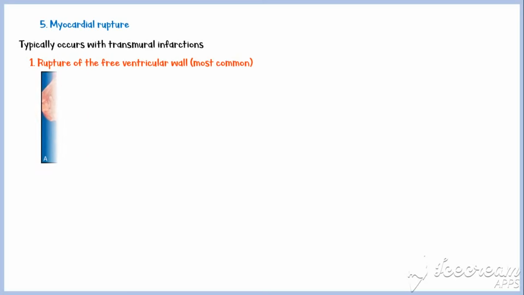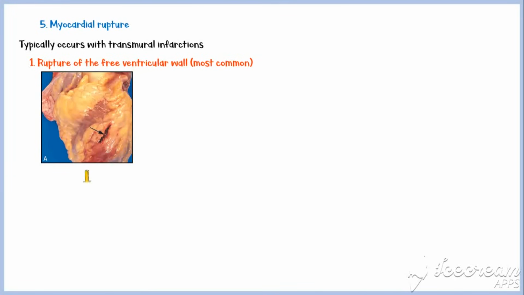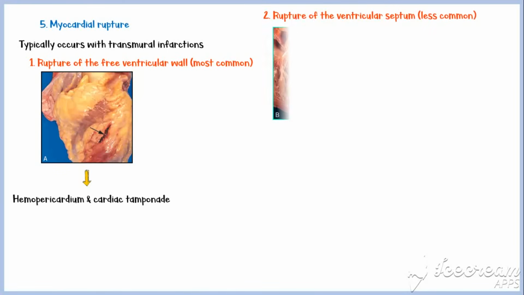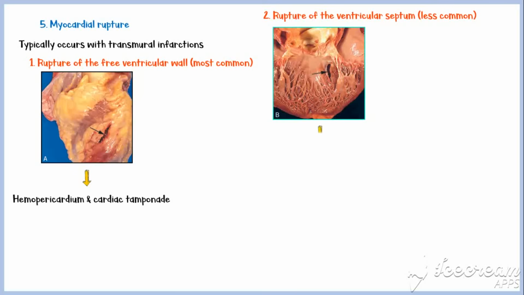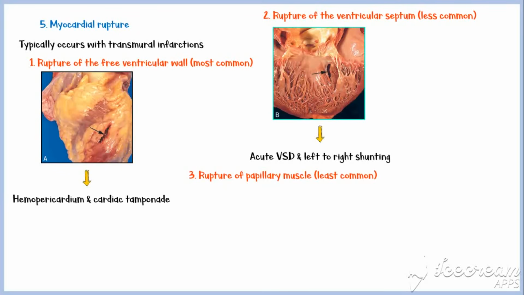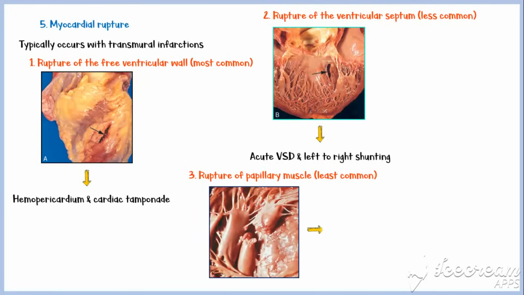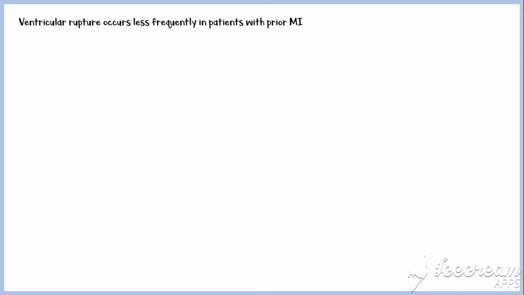Myocardial rupture is another complication. Typically occurs with transmural infarctions. Rupture of the free ventricular wall, which is the more common mechanism, gives rise to hemopericardium and cardiac tamponade. Rupture of the ventricular septum, which is less common, gives rise to acute VSD and left-to-right shunting. Rupture of the papillary muscle, the least common one, gives rise to acute onset of severe mitral regurgitation. Ventricular rupture occurs less frequently in patients with prior myocardial infarctions because associated fibrotic scarring tends to inhibit myocardial tearing.